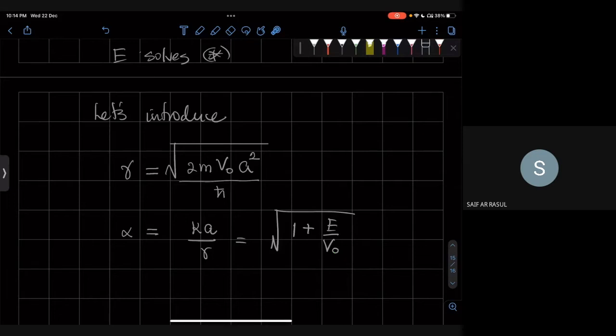Okay, so alpha is a constant which is measuring the energy of the particle in the box compared to the depth of the potential well. Okay.